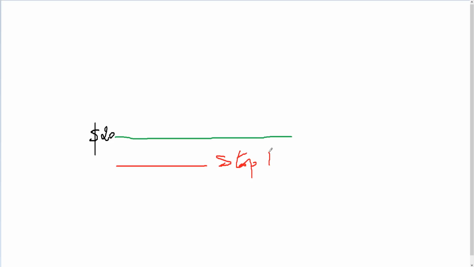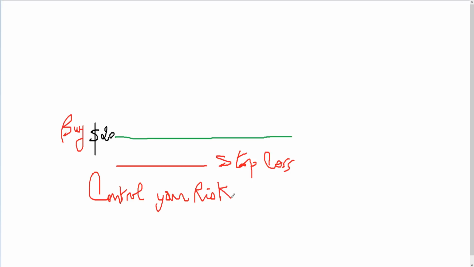Now stop loss is whenever you buy a stock. Here you buy a stock, you put a stop loss. This is to control, this is what it does. You control your risk. Okay, you should control your risk with this trade, and you see how much you lose if the stock goes down.